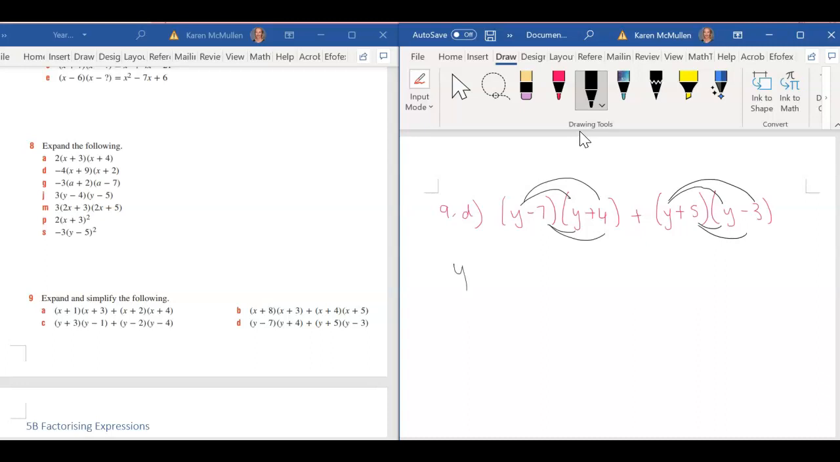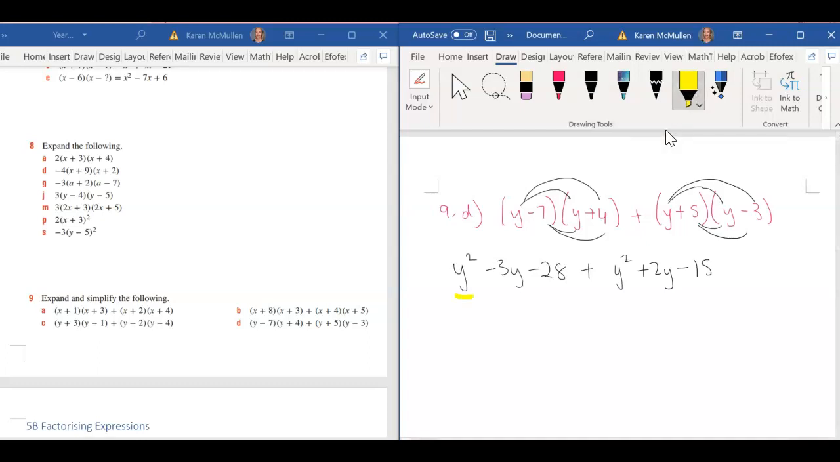So y times y is y squared. Then we've got 4y minus 7y, so negative 3y. Negative 7 times 4, negative 28. Then our second one, just be careful. If there was a minus sign there, you should really put brackets in, okay, because that negative applies to everything. All right, so y times y is y squared. Y, negative 3 plus 2, 2y, and negative 15.